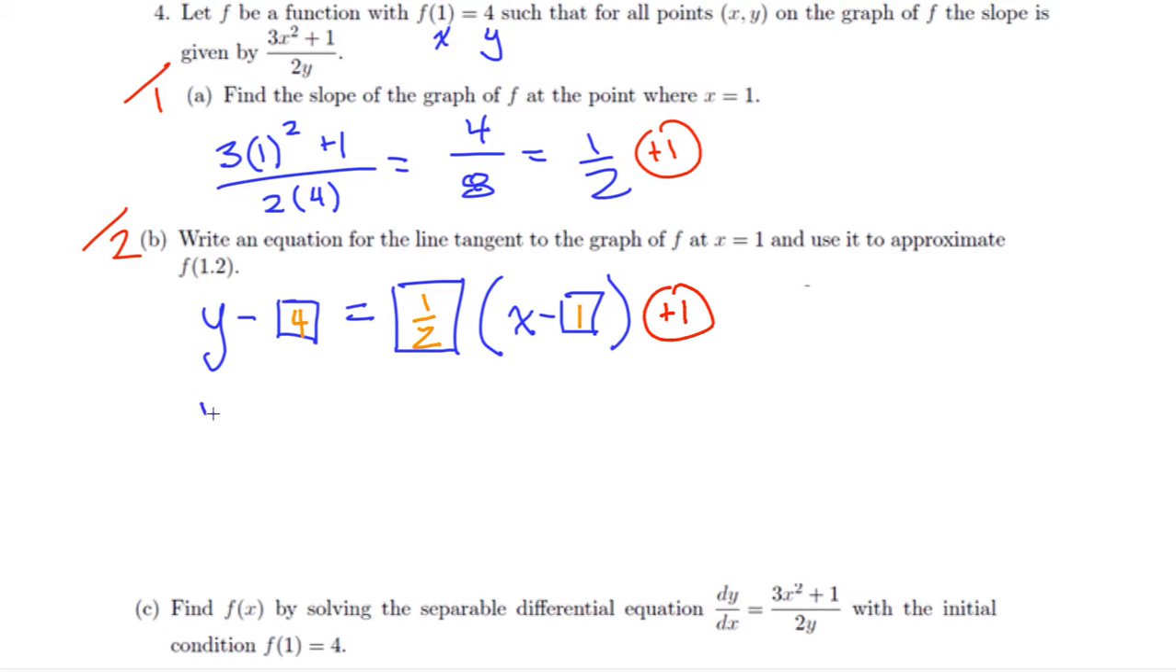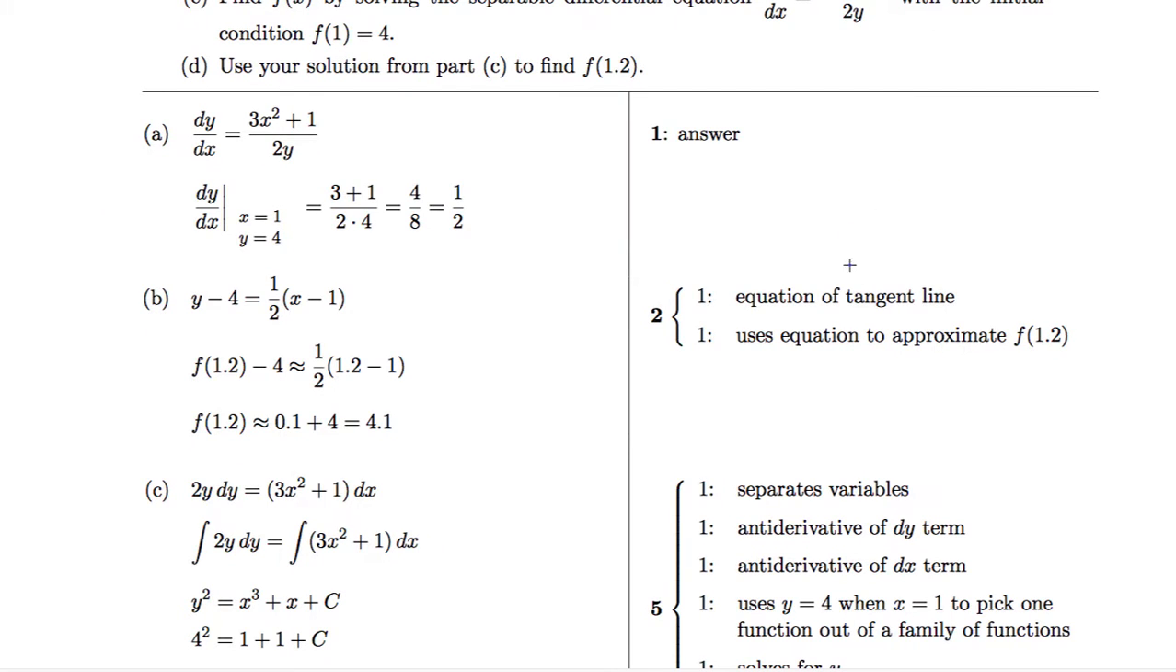So now I'm saying y minus 4 is equal to 1/2 of 1.2 minus 1. 1.2 minus 1 is 0.2. Half of 0.2 is 0.1. 0.1 plus 4, y is equal to 4.1, because I added 4 to both sides. There's my approximation. I don't even need to say if it's an under approximation or an over approximation. That came later in the years.